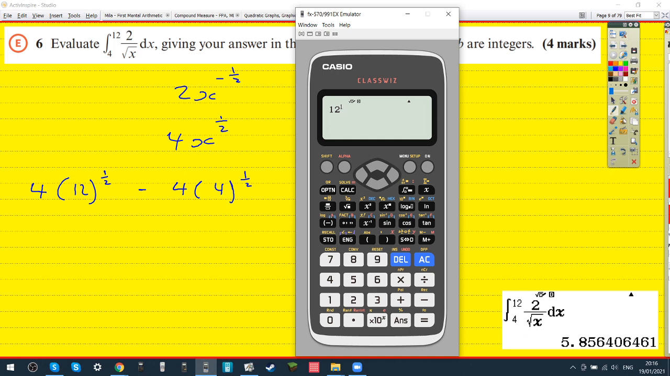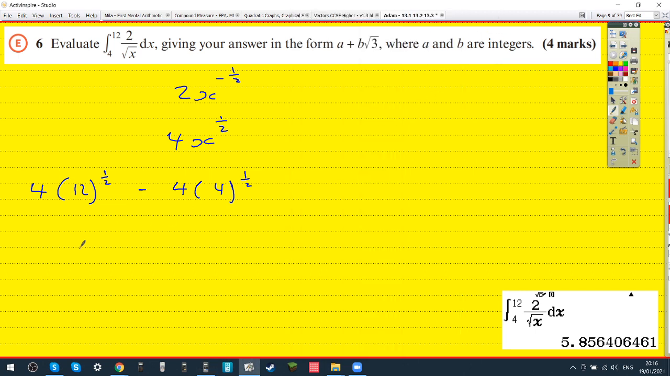So try 4 root 12. Let's see what it says. So it would be 4 brackets root 12. Or just 4 root 12, whichever. Oh, no, not to the power of. 8 root 3. So we have to actually put it as square root. So that's 8 root 3, and same thing for this one.